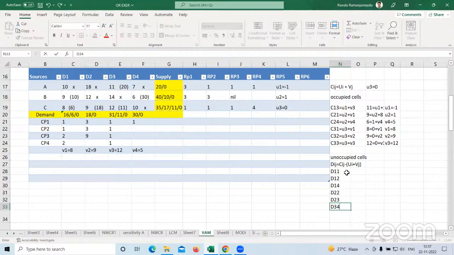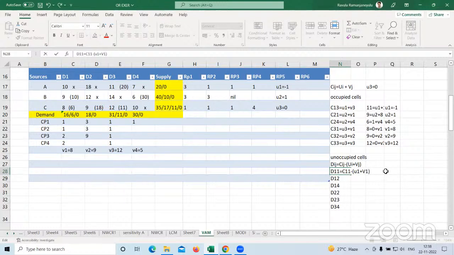So Cij is nothing but the cost of that cell, minus ui, the value which we got here, that value to be considered. Like for example, if you consider this, Cij is nothing but C11 cost minus U1 plus V1.